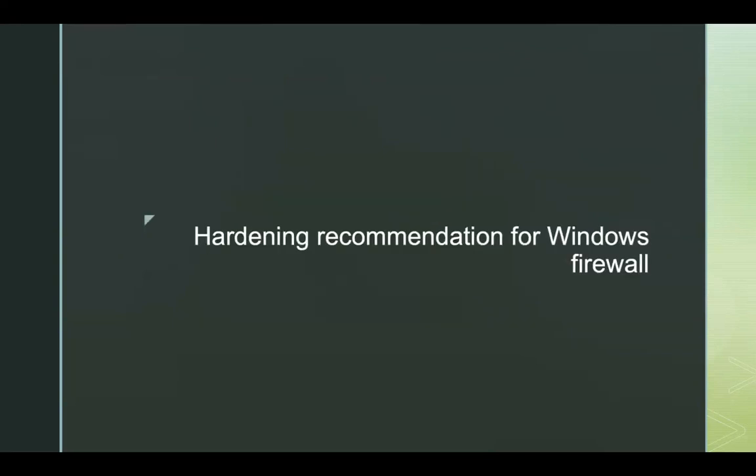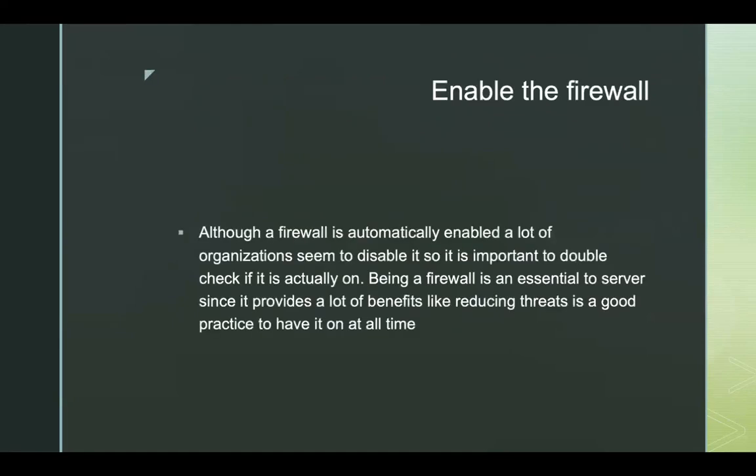Some key hardening recommendations for the Windows firewalls include enabling the firewall, of course. Most organizations seem to turn off their firewalls, and it is not known why they do that, because the firewall is automatically enabled in Windows Server to help control the traffic going in and out. But they turn it off and then they get attacked, and now we have to figure it out. Having it on automatically reduces threats, of course, and it's a good practice.